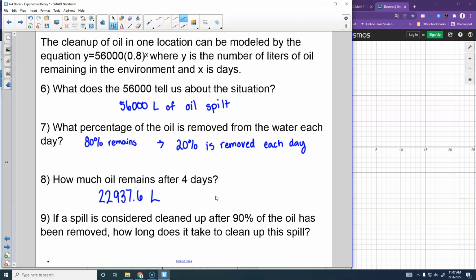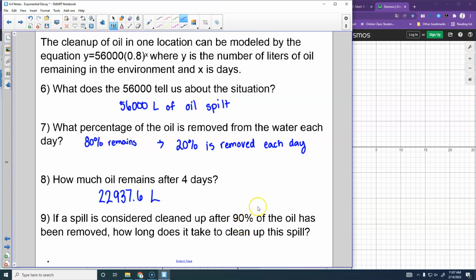All right, so if a spill is considered cleaned up after 90% of the oil has been removed, how long does it take to clean up the spill? Like we said, you're never going to get it all gone. Let's say that the researchers, now I made up this problem completely, I don't know what the actual amount is because I'm not an environmental researcher. But let's say that we've deemed 90% of it is good enough and the rest of it will sort of disperse and not affect the environment.